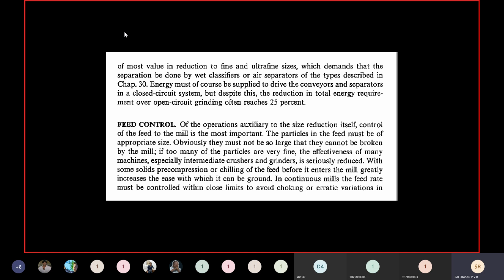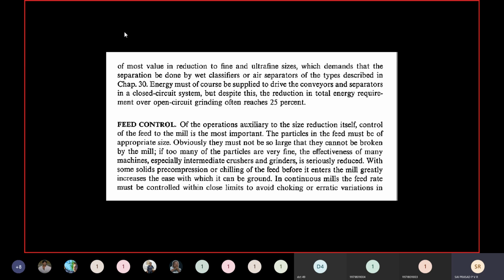Feed control. Of the operations auxiliary to the size reduction itself, control of the feed to the mill is most important. Yes, we know this because our aim is to keep m dot fixed, because power depends upon that. If you put more feed, the crushing machine will take more current. Means what? If you are applying load, what will happen? The meter reading will move fast. All your fans, geysers, everything is on. What will happen? The meter reading will be very fast. Suppose if you close everything, only one or two lights are there, then the meter reading will go very slowly.